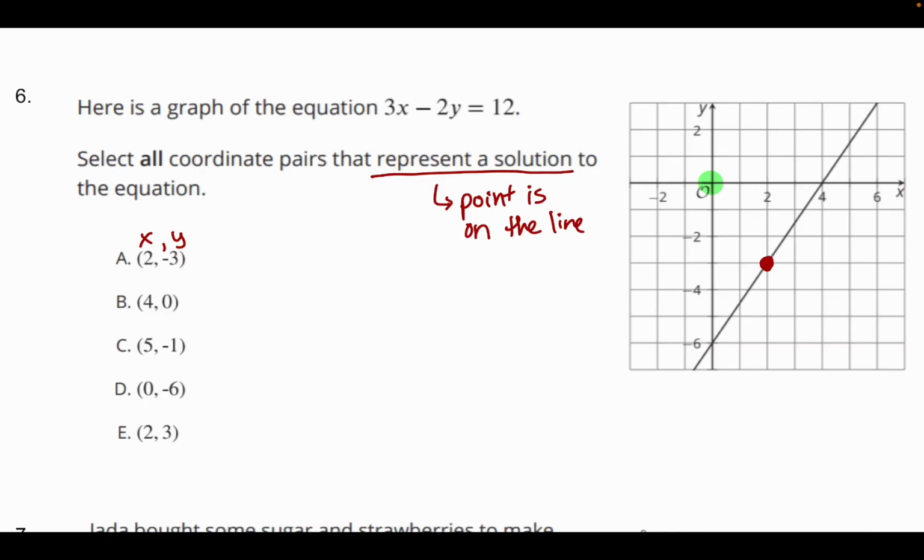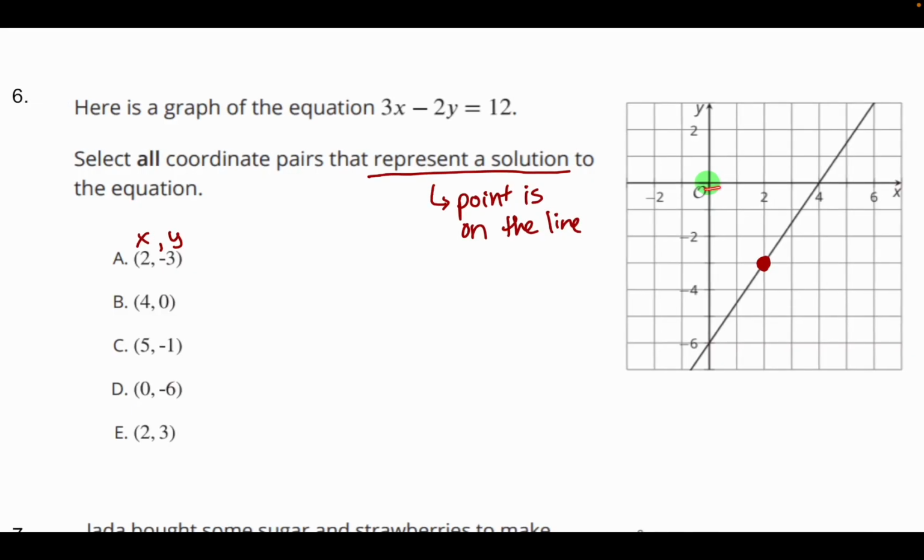4 comma 0, we would go 4 on our x-axis and 0 up or down, so just right there, and that works. I'm going to label these also. So this was A, this one was B, just so that I know when I'm done and I can look at which ones land on my line and choose those as my answers. So then if I go to 5, it's negative 1. That answer is right here. So that one was C.